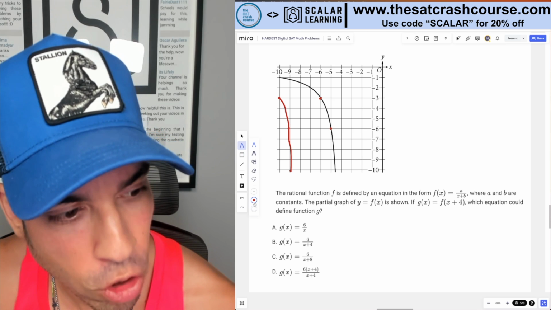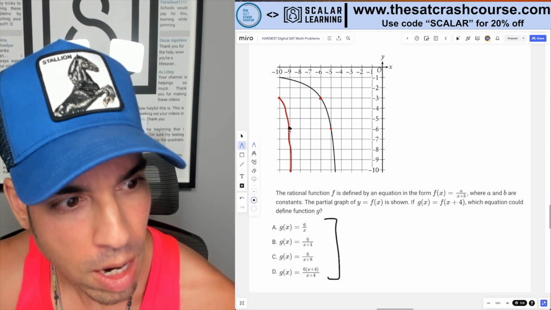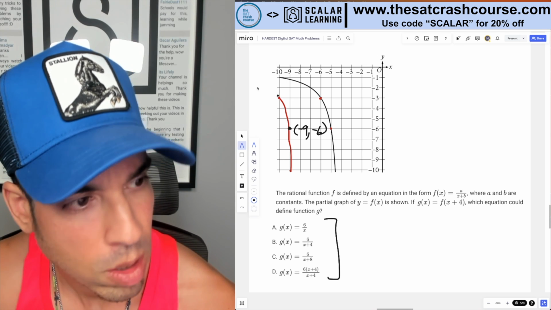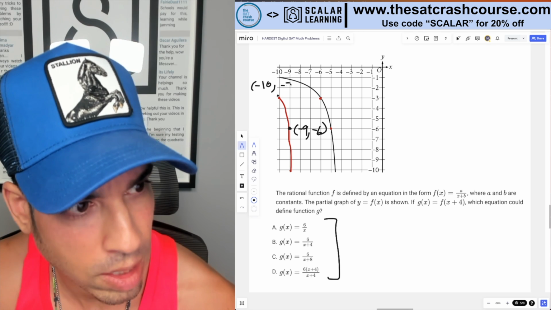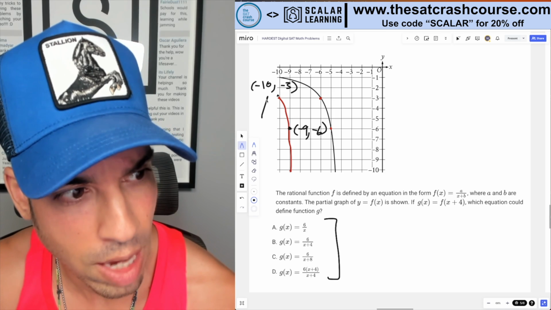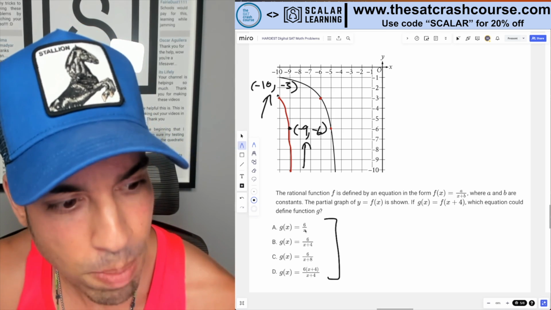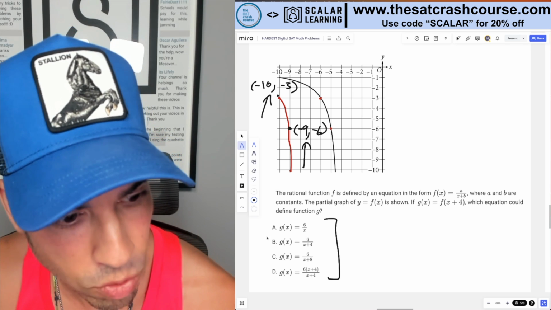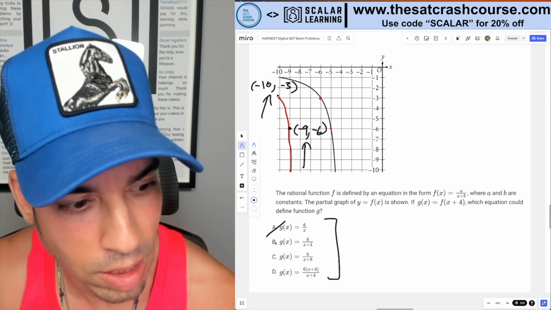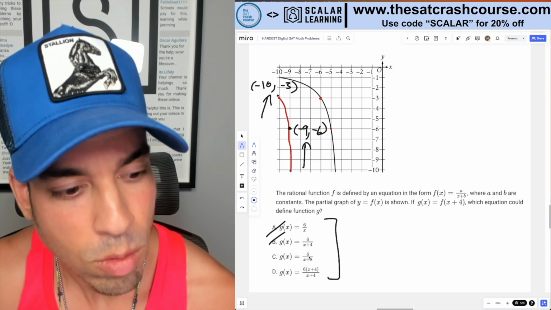Now, as we're trying to determine which function could be g of x, I already have two really amazing points, right? I have this point, which is negative 9, negative 6, and I have this point, which is negative 10, negative 3. That's enough to figure this out because I can just go through the options now, plug in these x values, and see which function is going to give me these appropriate y values. So if I plug in negative 10 here, obviously I'm not going to get negative 3, that's out. If I plug in negative 10 here, I get 6 over negative 6, which is negative 1, not negative 3, out. If I plug in negative 10 here, I get 6 over negative 10 plus 8, which is negative 3.